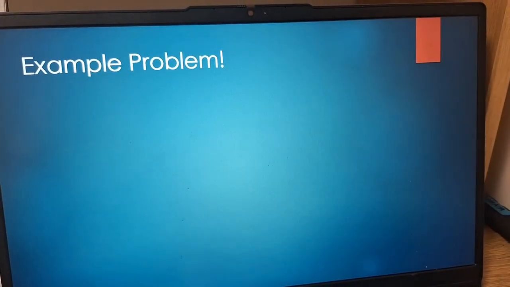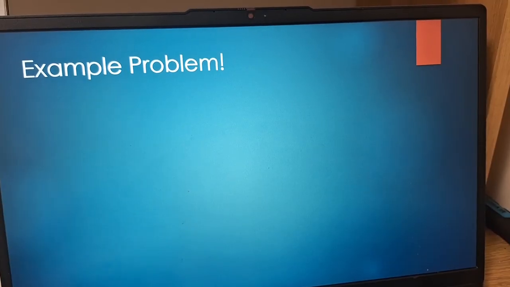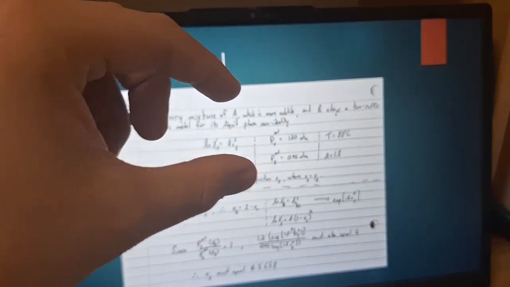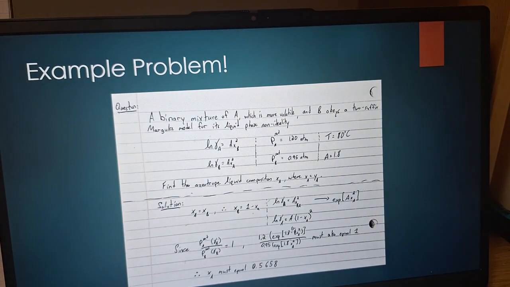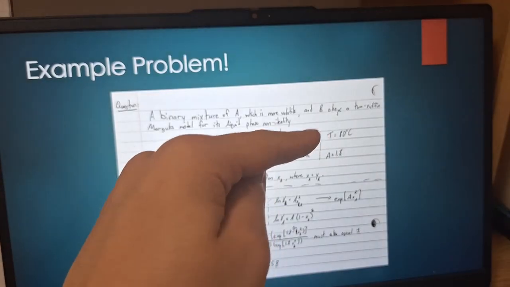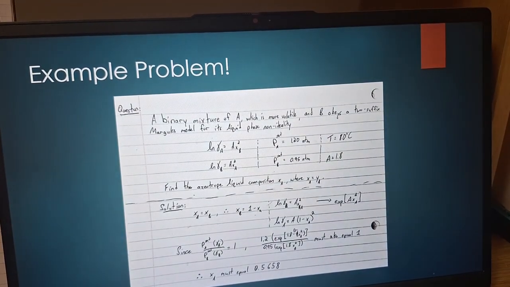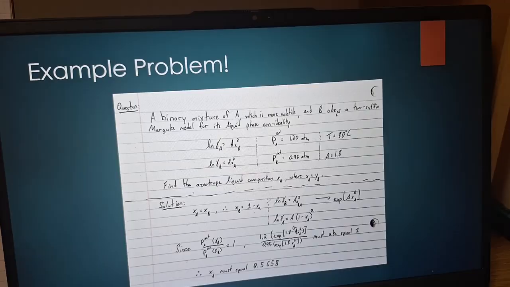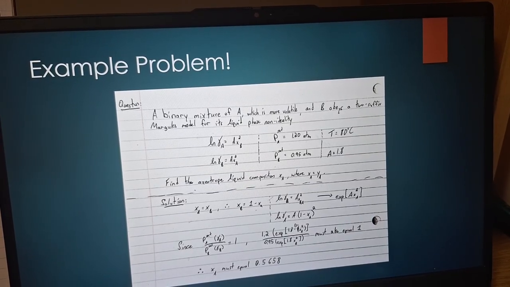We can now use this in a sample problem where we use a 2-suffix Margules model. As you can see, we gathered the equations and the saturation pressure for components A and B, the temperature, and the Margules parameter. Overall, we're trying to find the azeotropic liquid composition that involves component A.